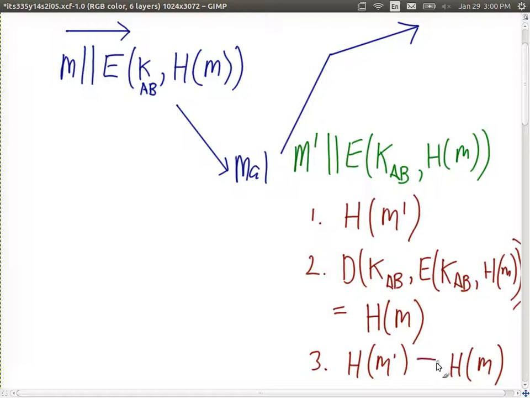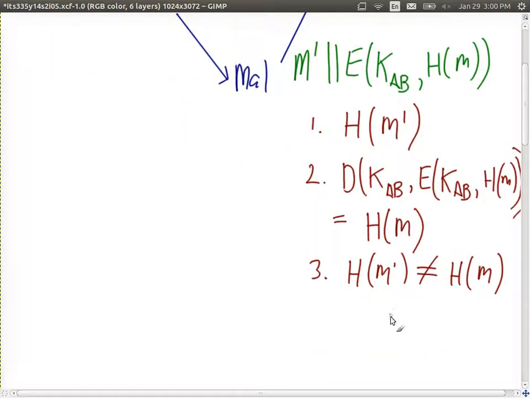So they're not equal, and that's a trigger to B to say, all right, don't trust it. B knows not to trust that message, so it treats it as compromised. If they are equal, trust it. If they don't, don't trust it. So it's a verification procedure. This has failed the verification.